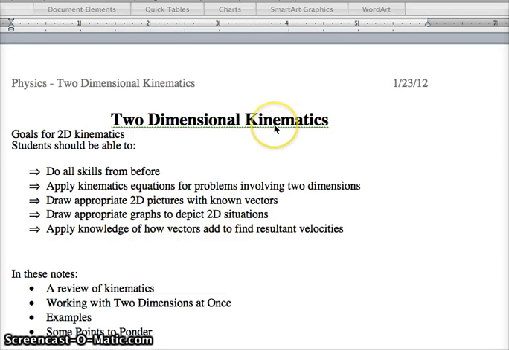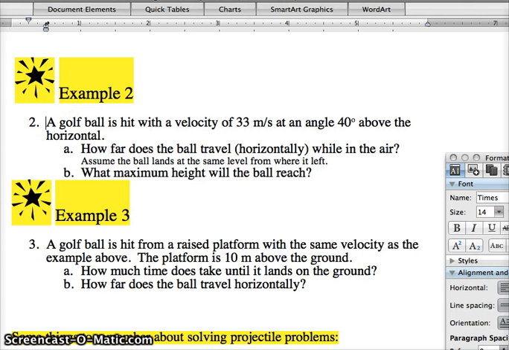All right, everyone, we are in our two-dimensional kinematics notes, and what we're going to do here is basically look at how to solve example number 2. All right, so here we are at example number 2.